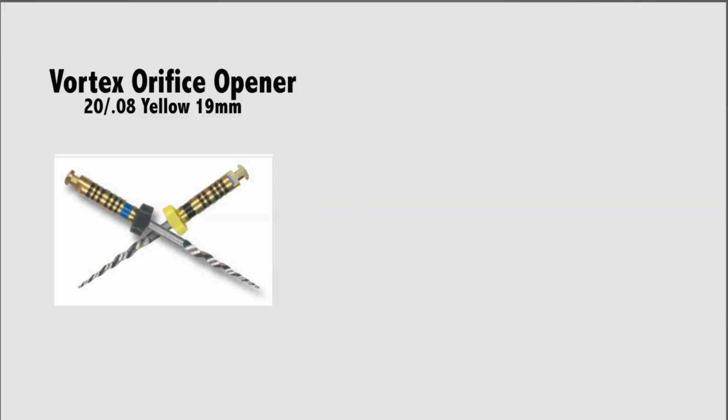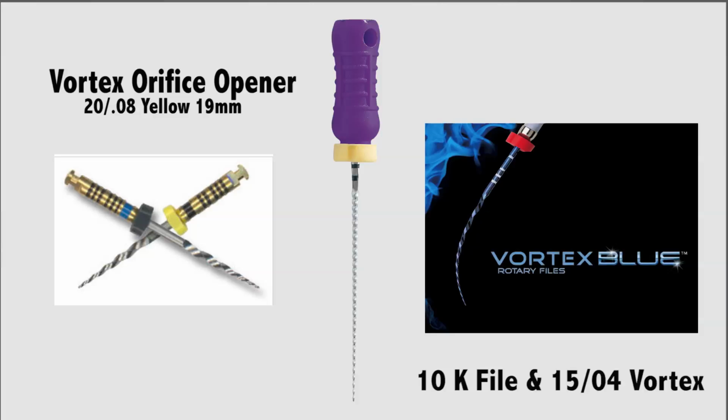Following access into the chamber, the dentin triangle was removed with a 2008 Vortex orifice opener, and the glide path was enhanced with a combination of 10 files and a 1504 Vortex Blue rotary file. All instrumentation, both hand and rotary, was done with 5.25% sodium hypochlorite in the root canal system. The area of resorption was near the mesial buccal canal orifice, and every attempt was made to preserve the tooth structure near the breakdown to minimize the risk for perforation.